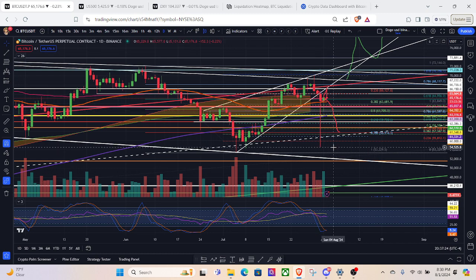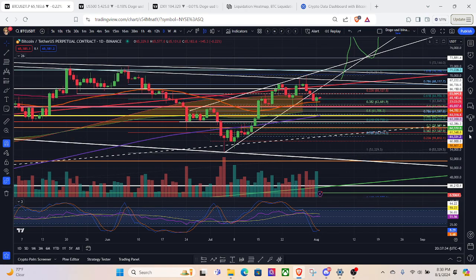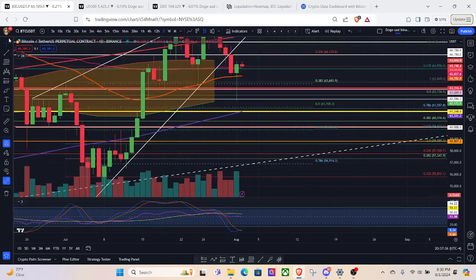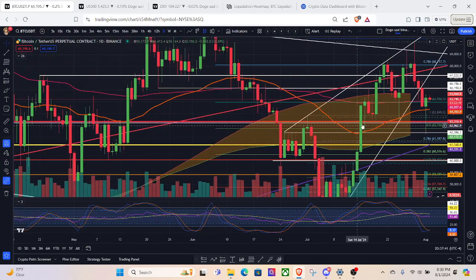And it gives you a number somewhere around $54,500 roughly. Now, that's just a rough estimate, and when I'm giving a projection like that, it is just a measured move, they don't always play out exactly to a T.